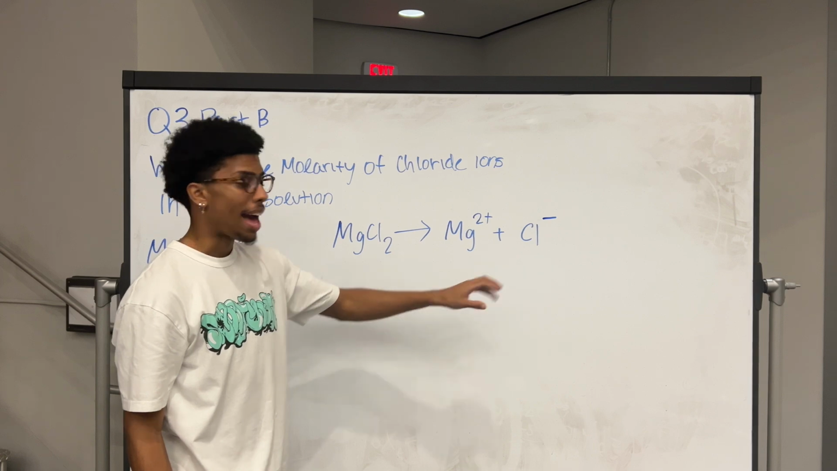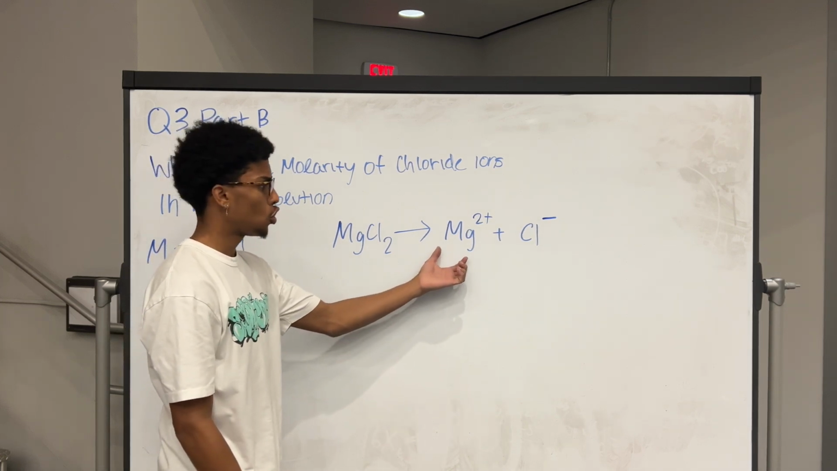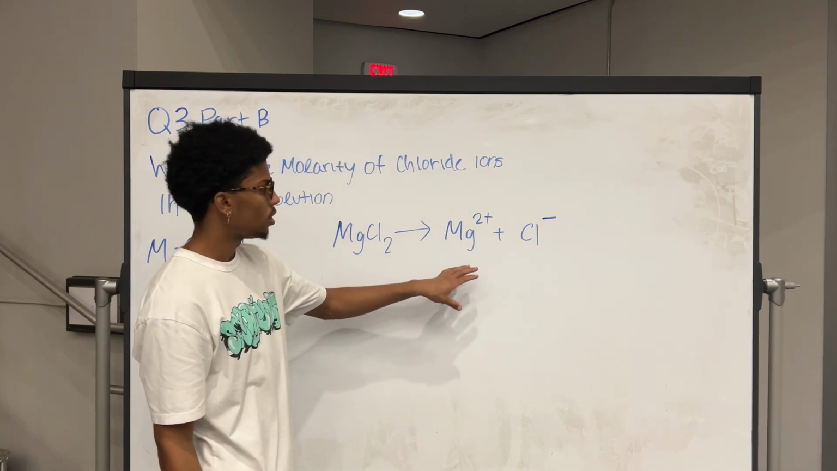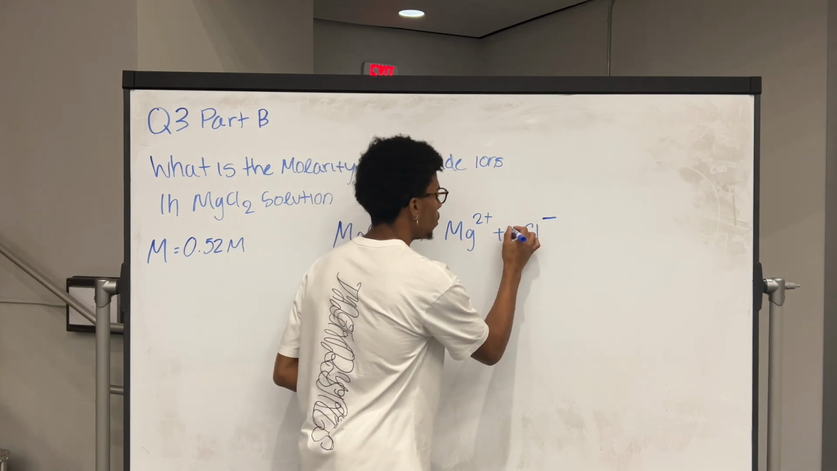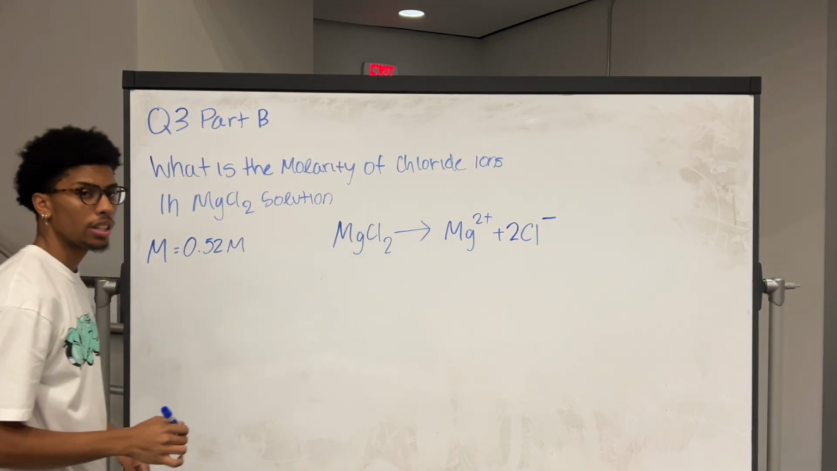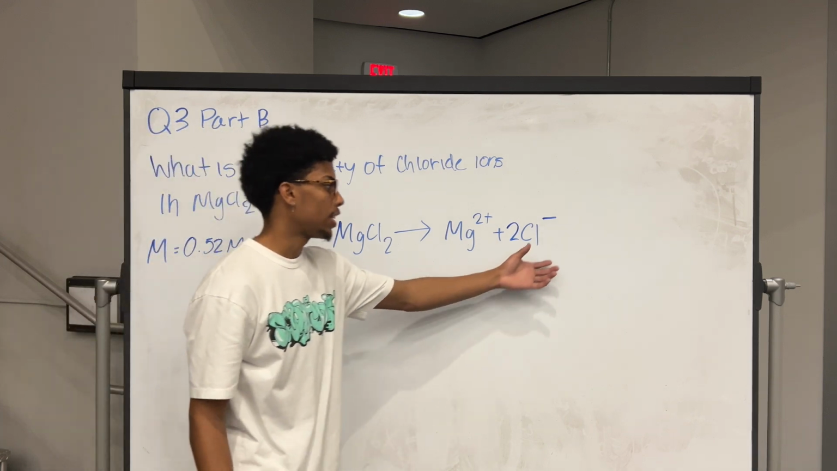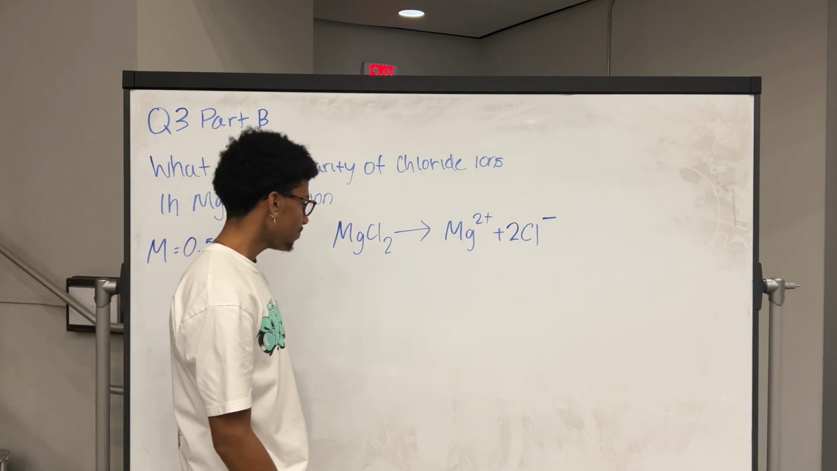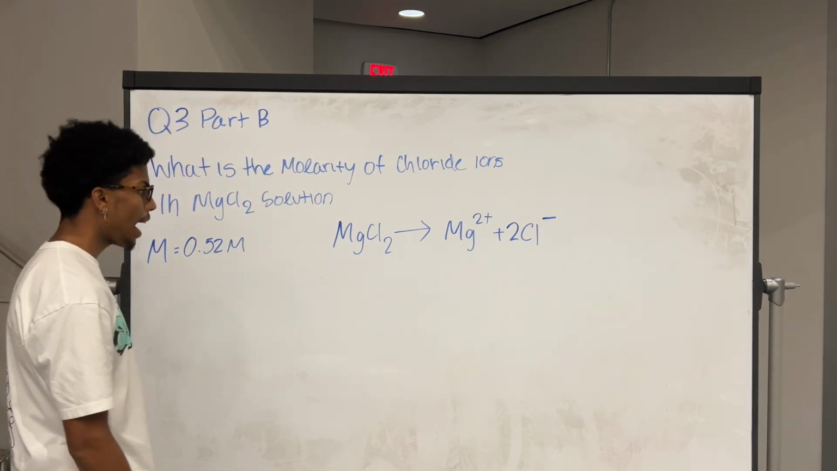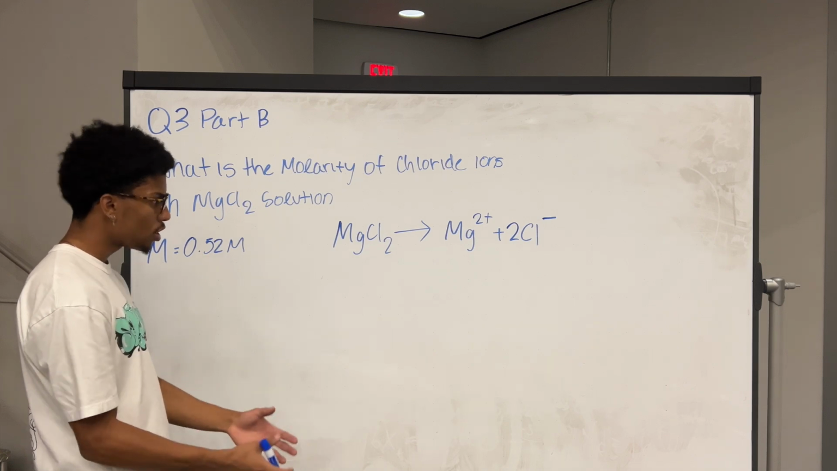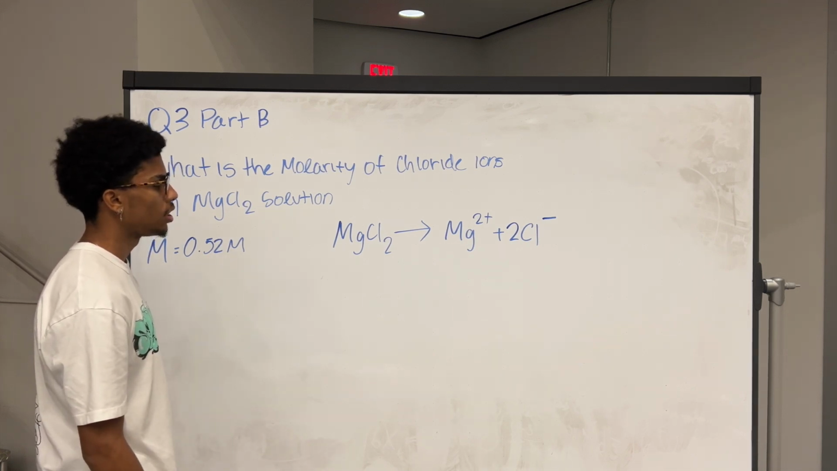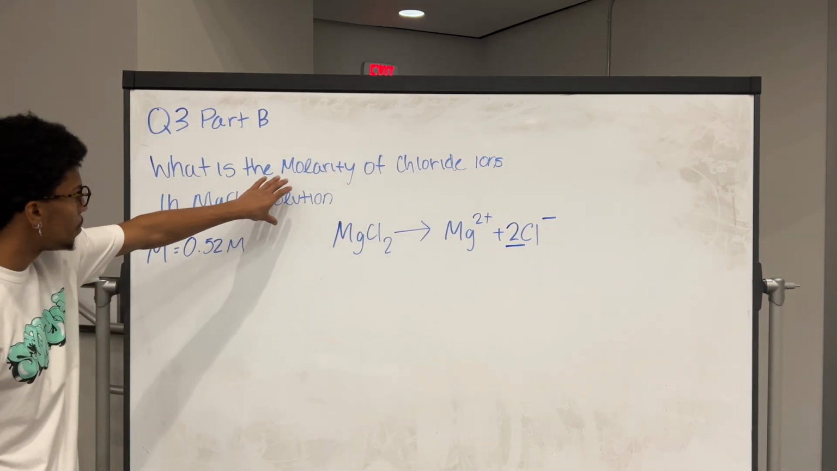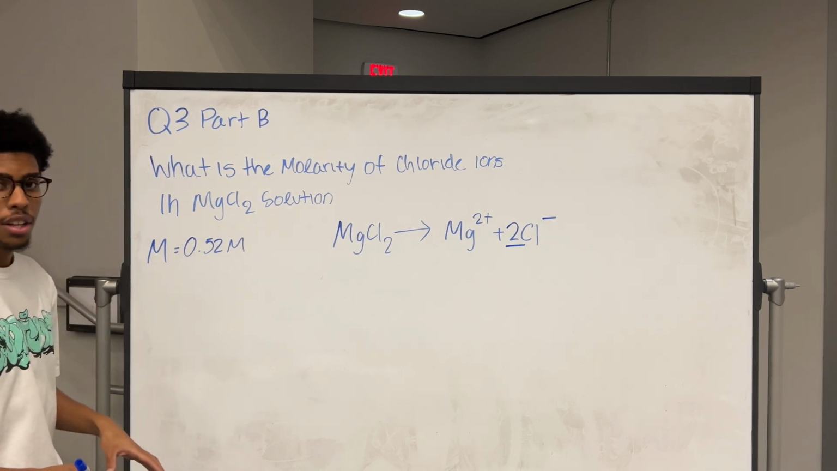Is this balanced? 2 positive charges to 1 minus charge. So it's not balanced. And so the way we would balance this is we would put a 2 in front of chlorine. So now we have 2 minus charges and 2 plus charges. So the net charge is 0. So now, if we look at this, when you're in a solution and you dissolve magnesium chloride, you're going to have 2 chloride ions.